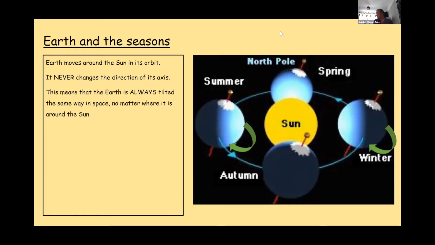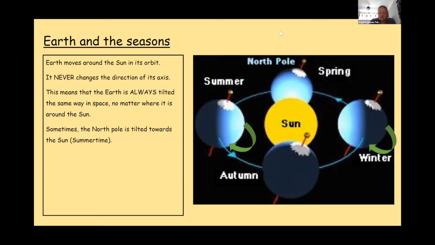For example, if I use my laptop case as a good example, if I take this and tilt it like so, and this is the sun, as it's moving around, the laptop case never ever changes its orientation. There or there, it's still angled the same way. Now this is important because it means at this point, the bottom of the case is closest to the sun. At this point, the top part of the case is closer to the sun, if you like. And this is what gives rise to the seasons.